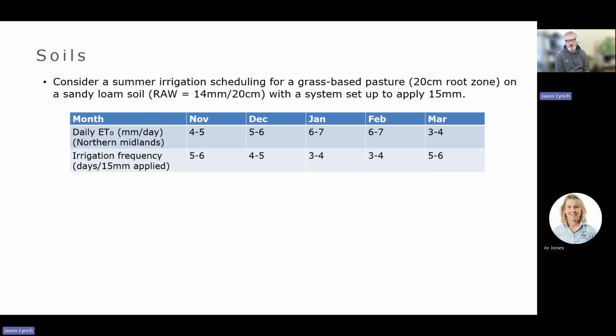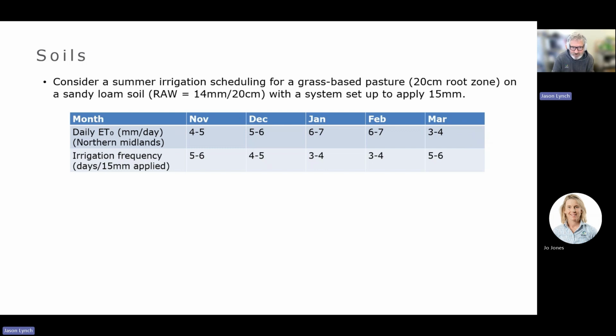In this case, let's look at the Northern Midlands. We can see at one end, in November, late spring, 4 to 5 millimetres per day for pasture. At the other end, we've got March, 3 to 4 mils per day, peaking in January and February. Certainly it can be higher than this. In hot, windy weather, we can easily see evapotranspiration rates getting up towards 8, 9, even 10 millimetres per day in extreme cases.